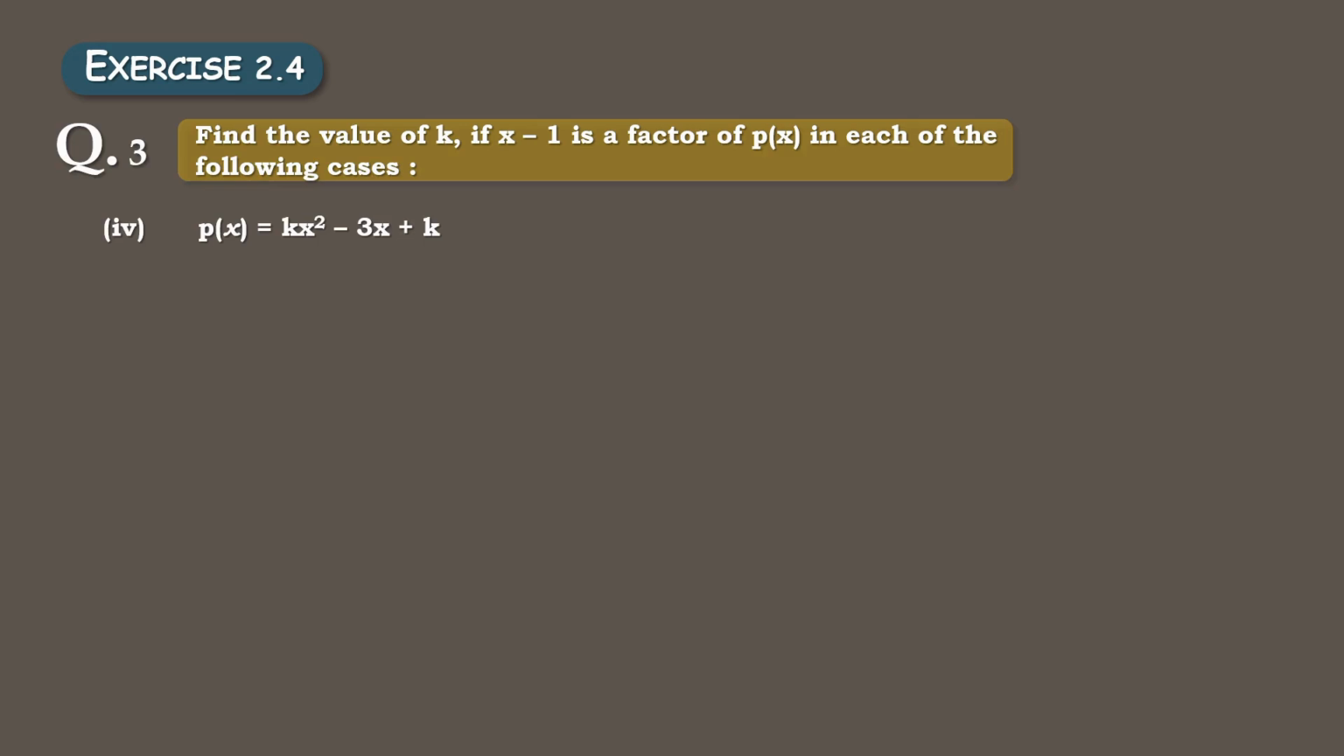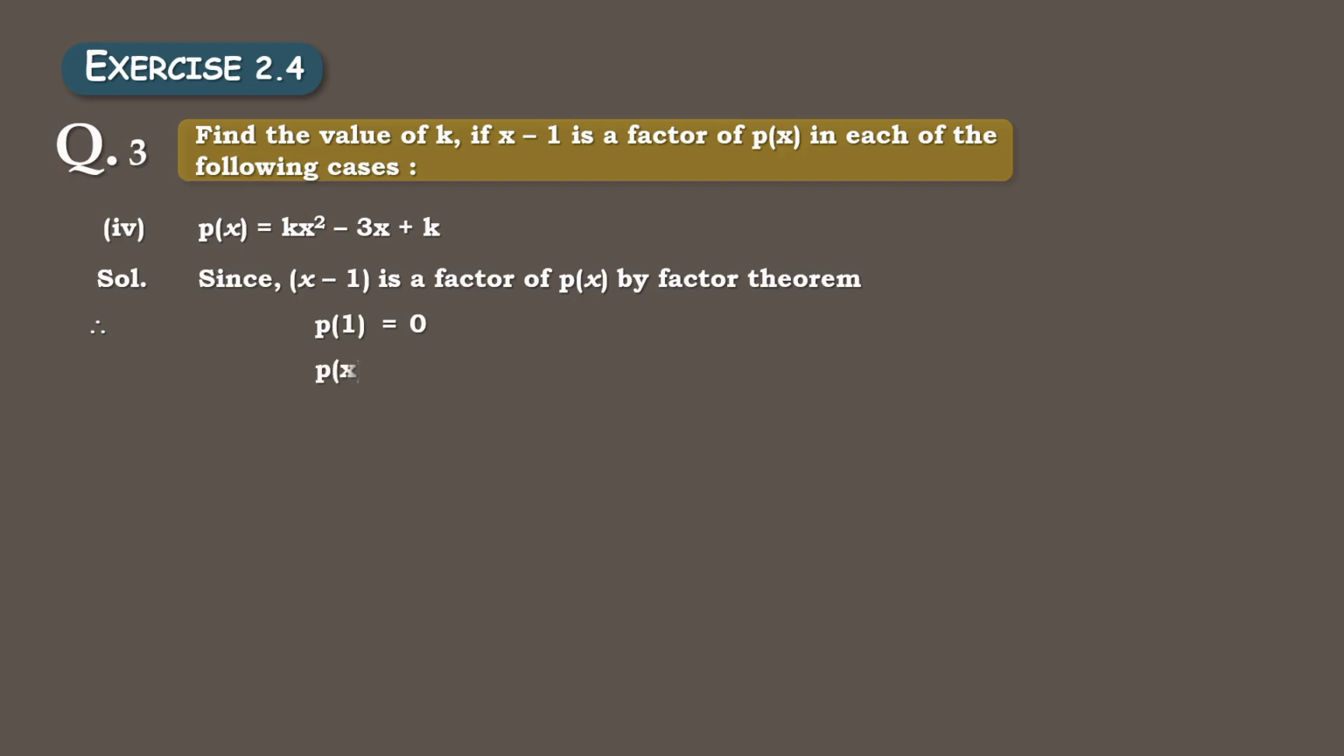Question 3, Part 4. The question asks us to find the value of k, given that x minus 1 is a factor of the polynomial p of x. The given polynomial is kx squared minus 3x plus k. According to the factor theorem, if x minus 1 is a factor of p of x, then the value of the polynomial at x equal to 1 must be 0. So first, we substitute x equal to 1 in the polynomial p of x.